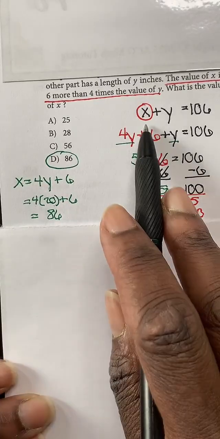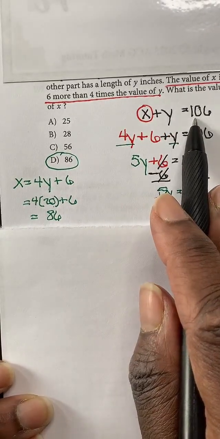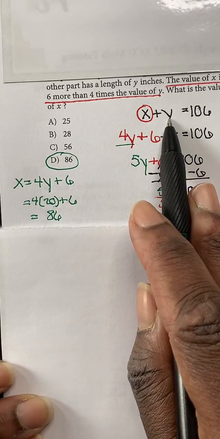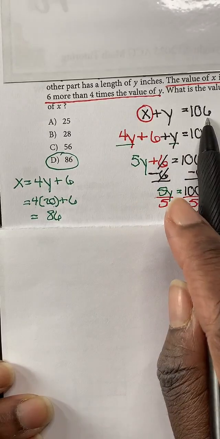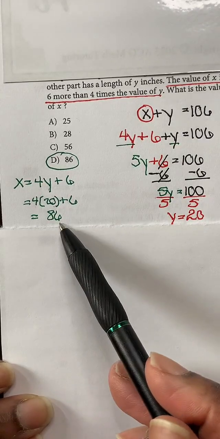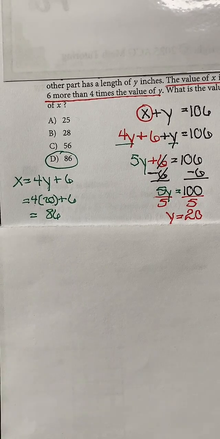Another way of doing it is, hey, remember what we did in the very beginning? X plus y equals 106. So if we know that 20 is going to be our y, and we know it's supposed to be a total of 106, why not just do 106 minus 20, which gives us our 86. Okay, so you got choices. Okay, we have choices. Okay, awesome.